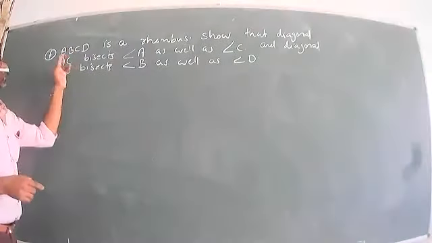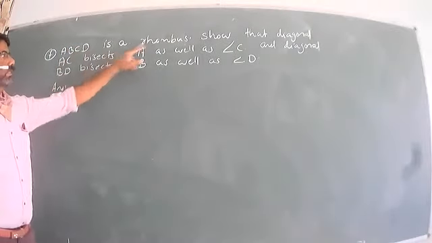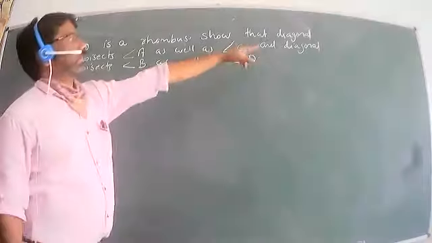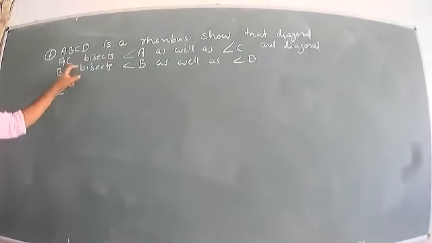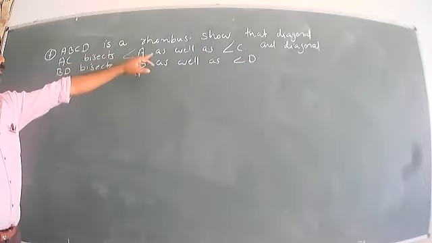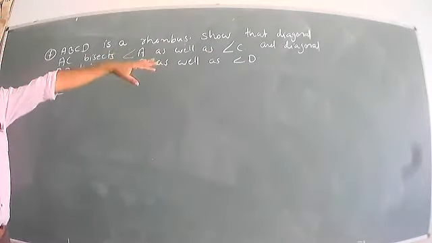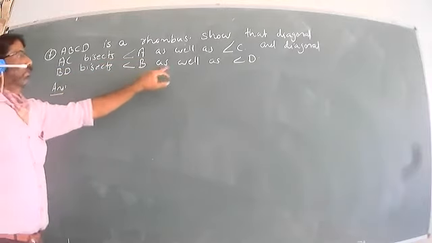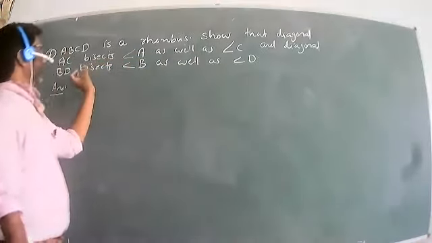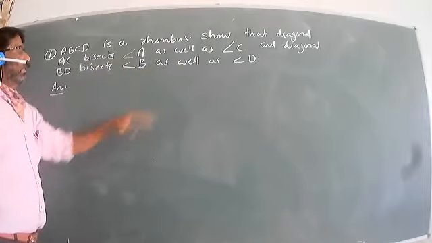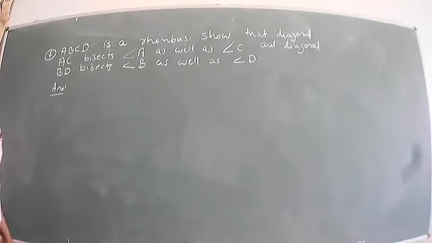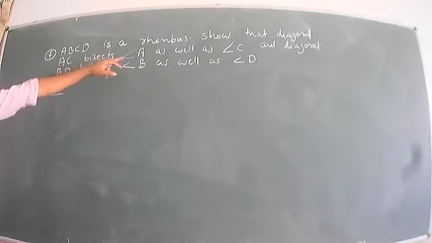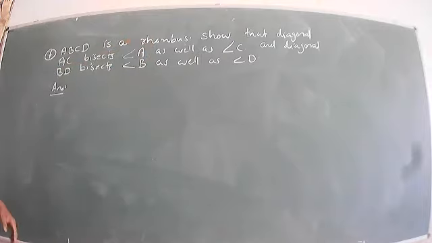Question number 7. ABCD is a rhombus. Show that the diagonal AC bisects angle A as well as angle C, and diagonal BD bisects angle B as well as angle D. That is, diagonal BD bisects angle B and angle D, and diagonal AC bisects angle A and angle C. That we have to prove.